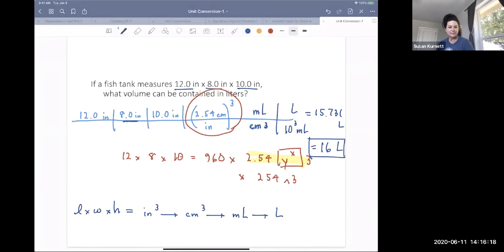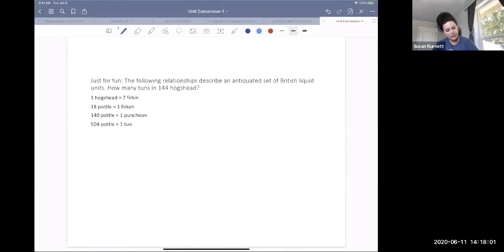Because of that. So just for fun, we're going to use a set of antiquated British units. And they're all liquid units. So what that means is we're converting from one kind of liquid unit to another kind of liquid unit within the British set. So all of these are exact, unlimited sig figs. The only thing that has limited sig figs is the starting place. So that has 3 sig figs.